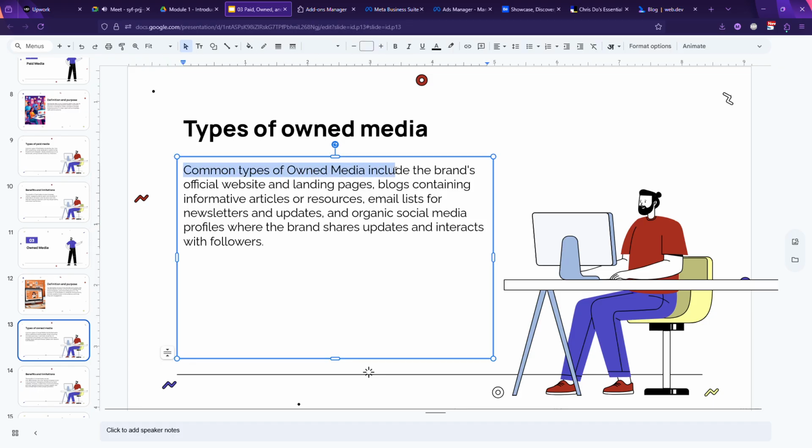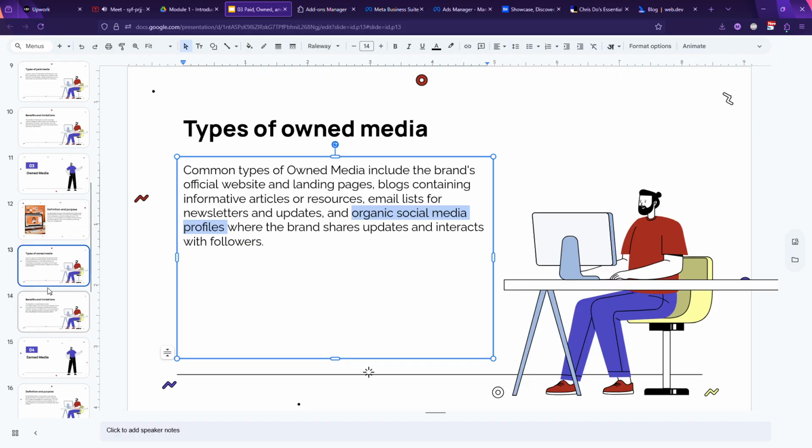So common types of owned media are the brand's official website, landing pages, blogs containing informative articles that we just saw, email lists for newsletters and updates, and organic social media profiles where the brand shares updates and interacts with followers, like YouTube, Instagram, TikTok. Mostly we are focusing on the social media part because that part is easy, there are lots of people there, the reach is maximum, and it's fairly new.